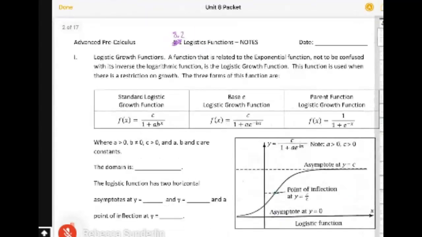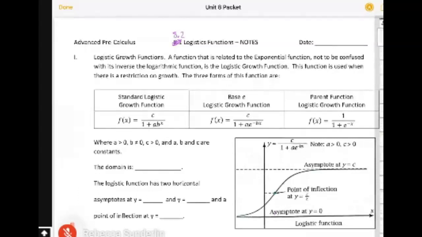What it says right here, a logistic growth function is a function that is related to the exponential function. A logistic is a type of exponential. The way you say it doesn't help either. Oh no, doesn't it? Logistic. Is that better? I tend to over-enunciate vowels. Okay, not to be confused with the inverse, the logarithmic function. All right, a logistic is a type of exponential.